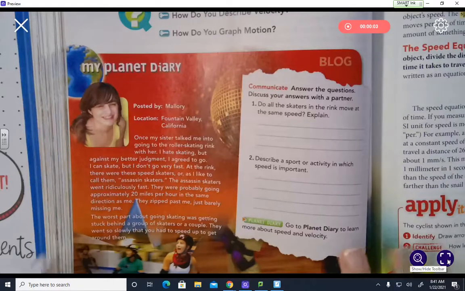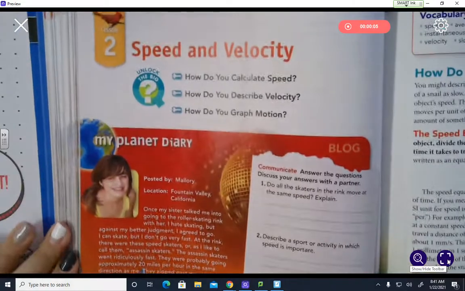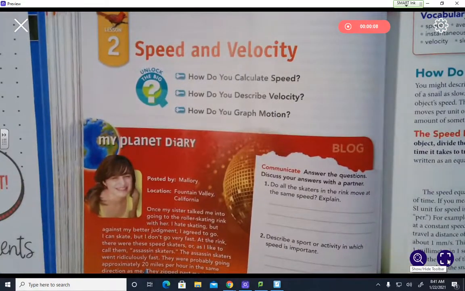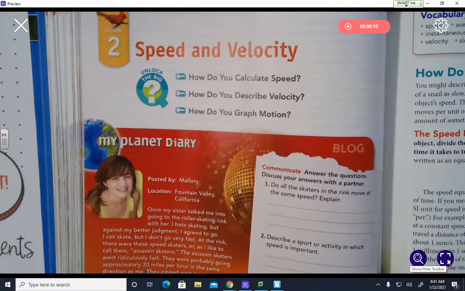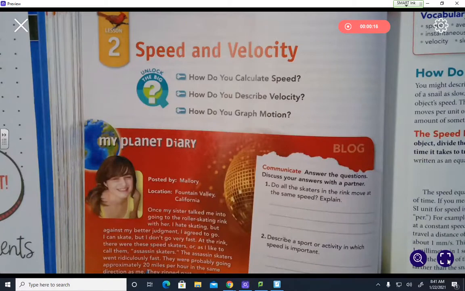We are going to look at Chapter 6, Lesson 2, Speed and Velocity. When we are done with this lesson that starts on page 218, we are going to know how to calculate speed, how to describe velocity, and how to graph motion. So get your books, grab a highlighter, grab a pencil, and let's start on page 218 and let's read.